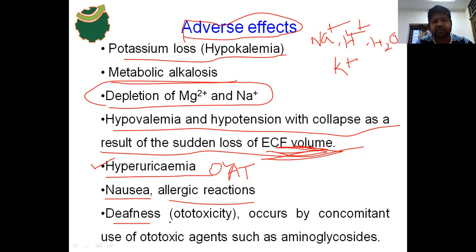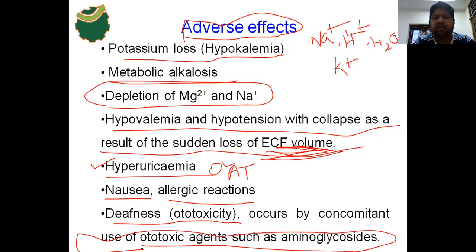So deafness, this is one of the specific toxicities, ototoxicity. It will also disturb the cochlea, that is, it will damage your vestibulocochlear pathway. Let me repeat, loop diuretics have a deleterious effect on the vestibulocochlear nerve. It will damage your vestibulocochlear nerve, and if you take it along with other ototoxic drugs like aminoglycosides such as streptomycin, amikacin, neomycin, gentamicin, tobramycin, framicetin, all these aminoglycoside antibiotics are well known to cause ototoxicity.